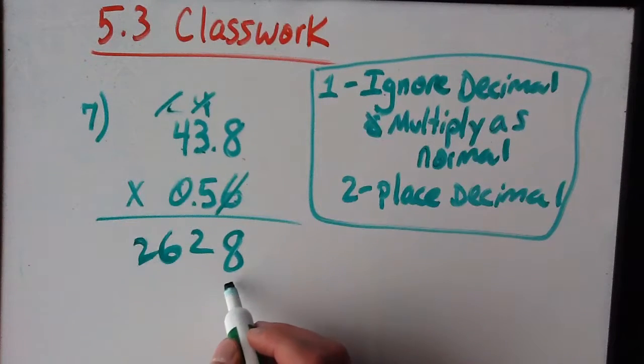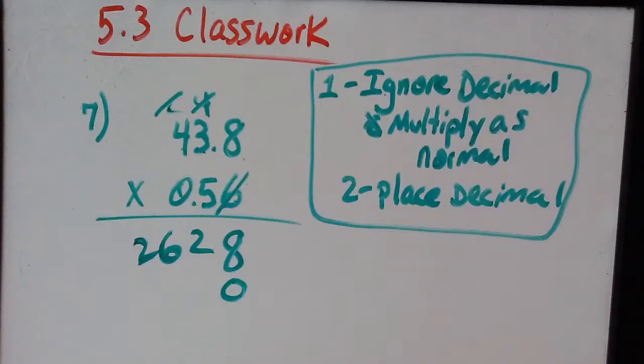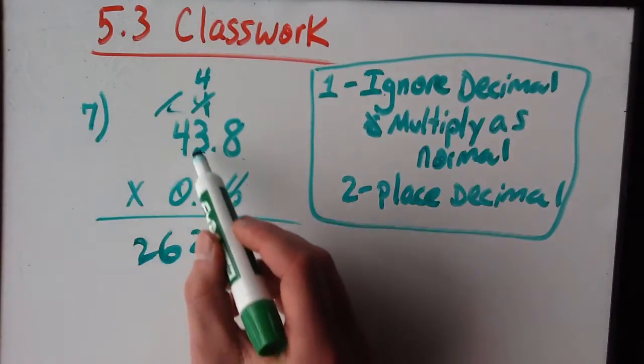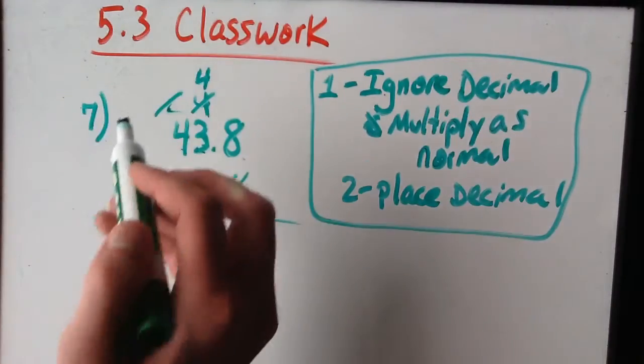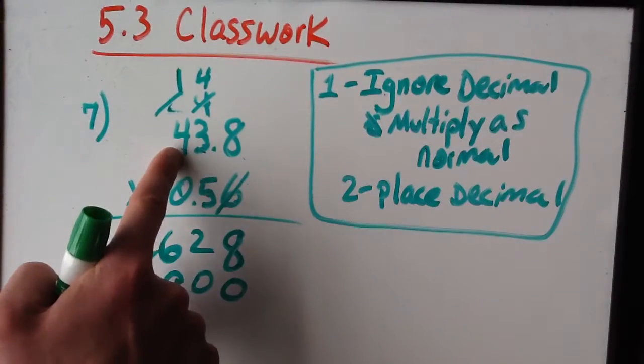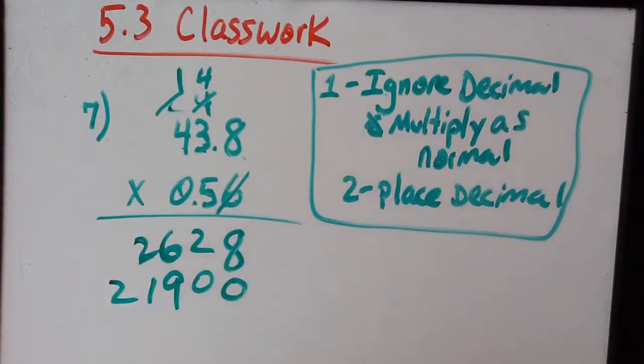Now on my second row, I'm going to add a placeholder 0 and continue multiplying as normal. 5 times 8, that's 40. 5 times 3, that's 15, plus 4 is 19. 5 times 4 is 20, plus 1, that's 21. Okay, so I have 21900 in my second row. I'm going to cross out that 5. I've already used that digit. I'm going to cross out these numbers that I carried. That way I don't confuse them.